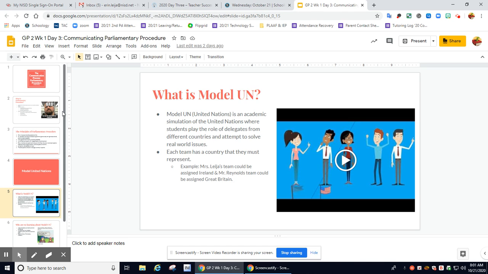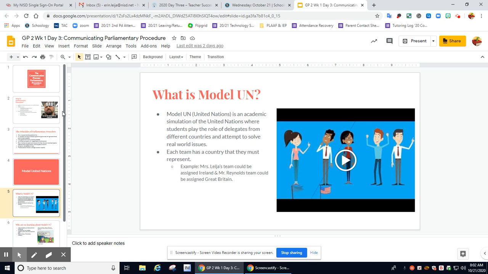Well, Great Britain and Ireland have many issues. So maybe the big issue that we're going to talk about between Ireland and Great Britain is the fact that Ireland wants to be its own separate country away from Great Britain. They want their whole country back. They don't want it to be separated between Northern Ireland and the independence of Ireland. And Great Britain doesn't want to give up Northern Ireland.